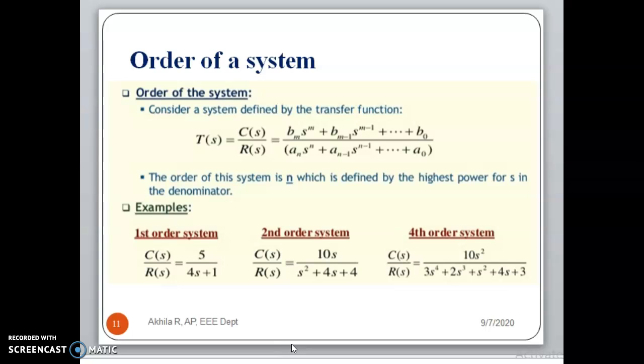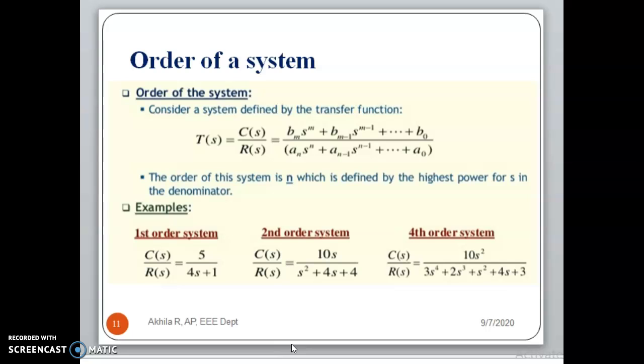Moving on to some terms concerned with the transfer function of a system, that is order. The order of a system is taken from the highest power of s in the denominator of a transfer function. Suppose you have a transfer function defined as T(s) equal to C(s) by R(s). C(s) is given as Bm s raised to m plus Bm minus 1, and so on. You can see the equation in the slides now. And R(s) is given as An s raised to n plus An minus 1, and so on.